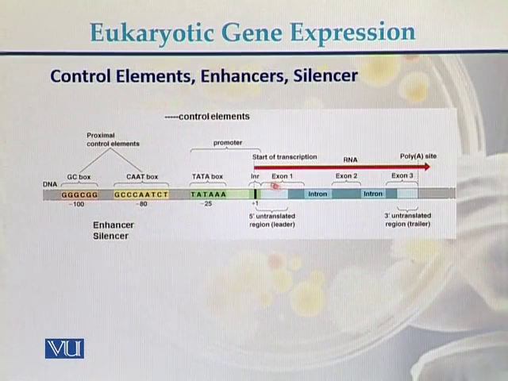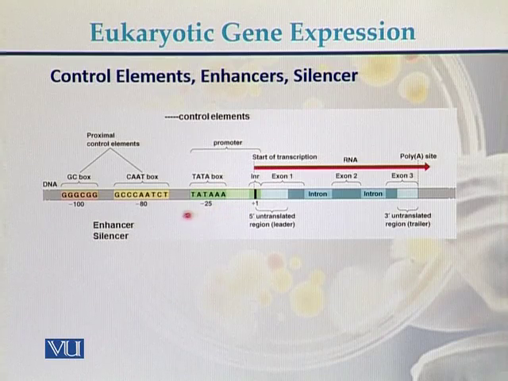In this diagram, we can see what the control elements, enhancers and silencers are. This is the structure of a eukaryotic gene. These are exon 1, exon 2, and within the exons there are introns. This is the 5' untranslated region. Here is the 3' untranslated region. So this is the promoter region where there is a TATA box.